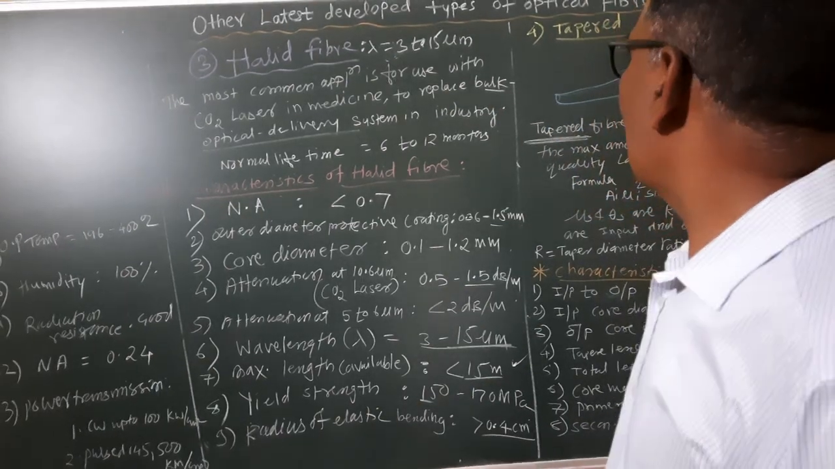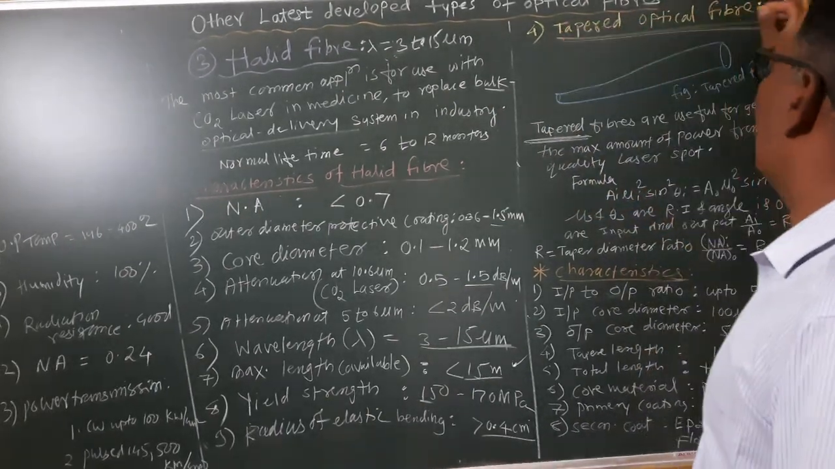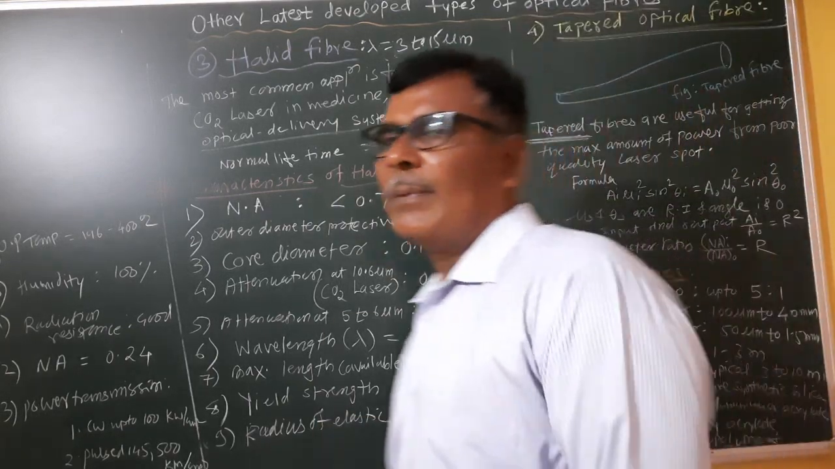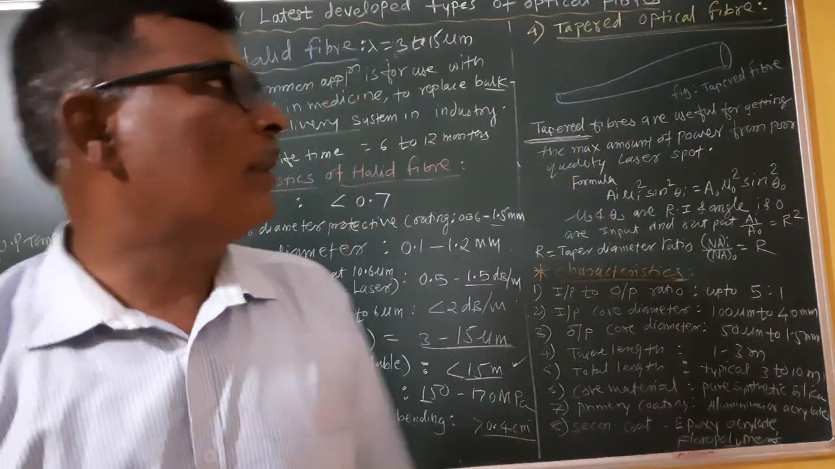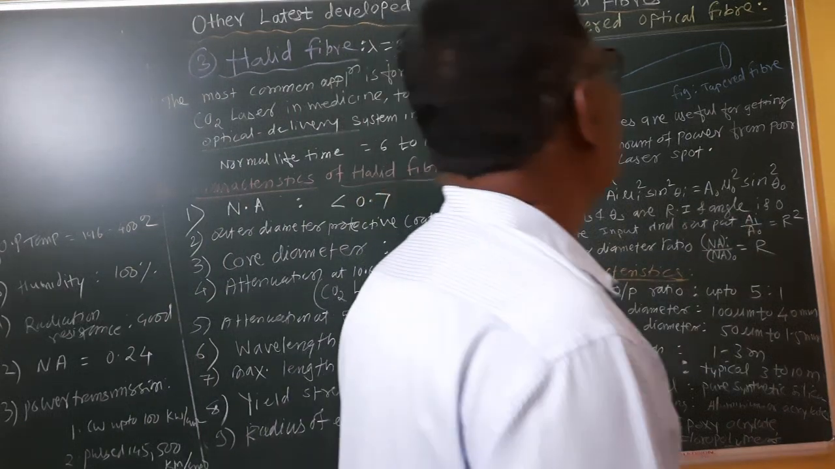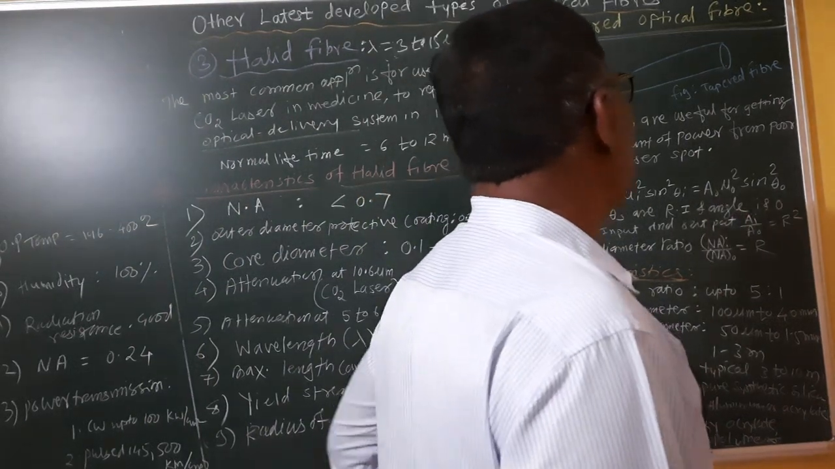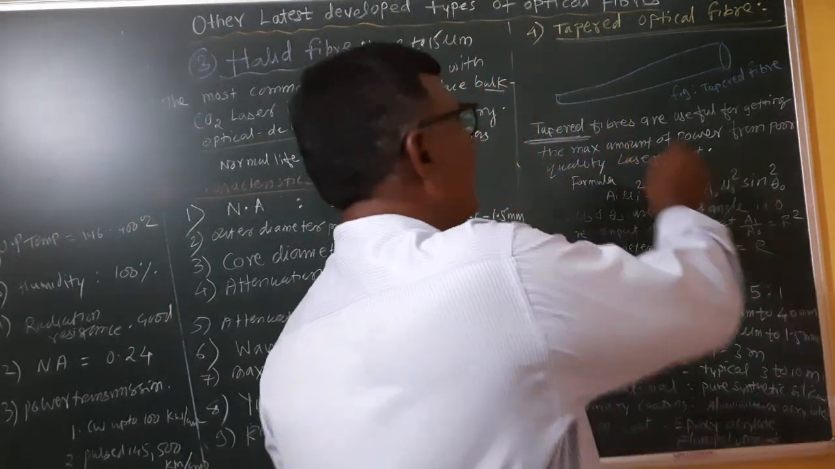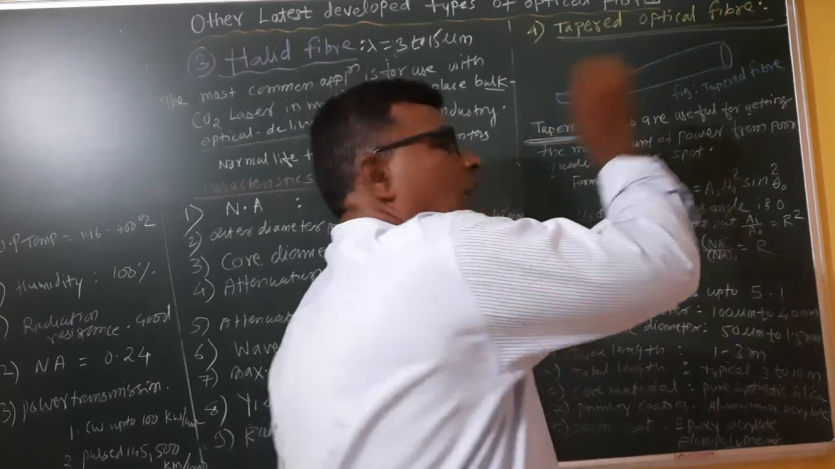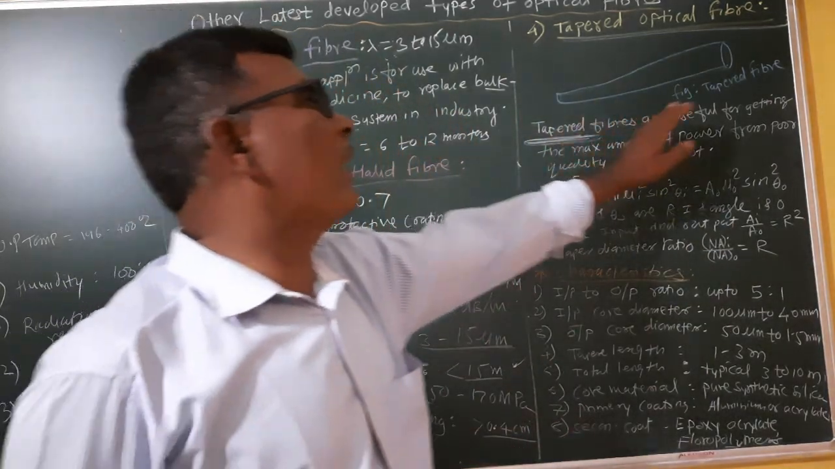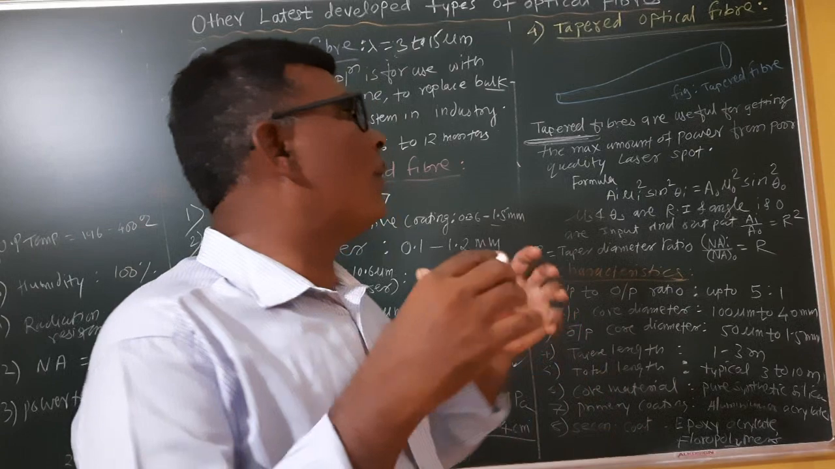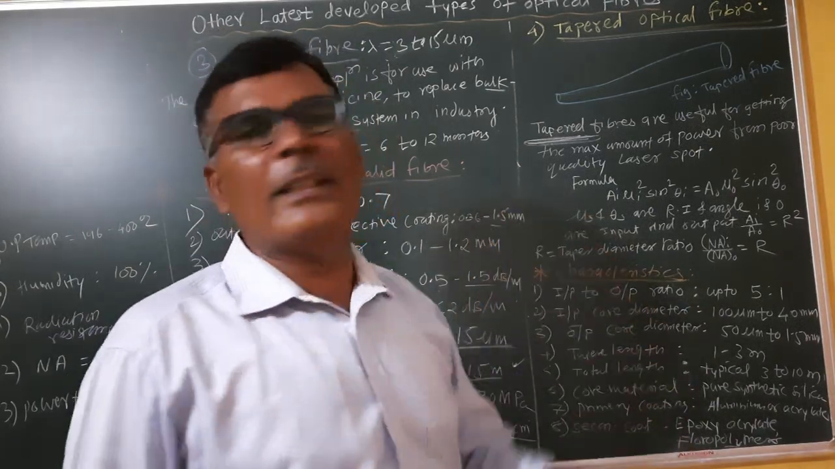Okay. Then next is tapered optical fiber, the last article from this chapter. The most important article in this chapter is the tapered optical fiber. Many times questions are asked on it. This type of fiber is used for gathering the maximum amount of power from a poor quality laser spot.